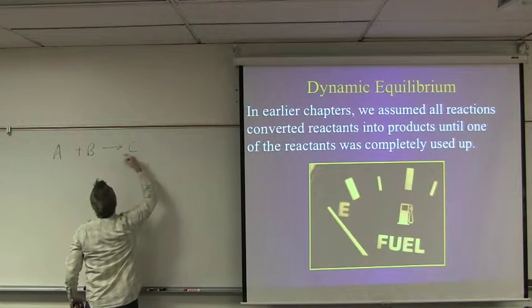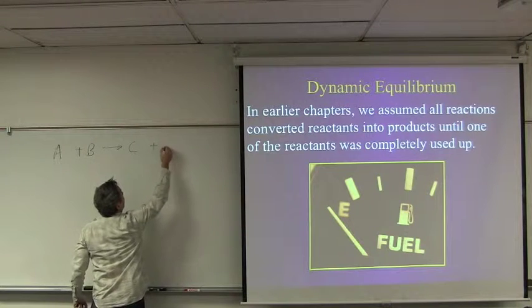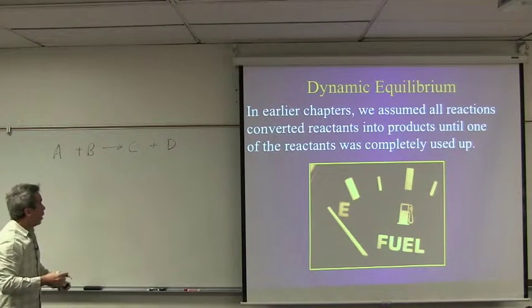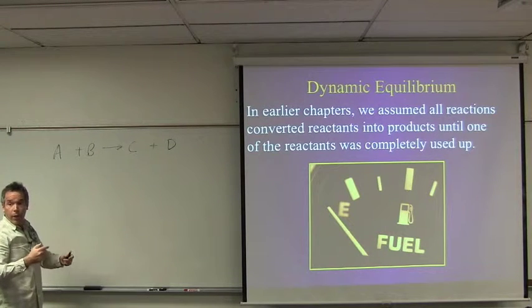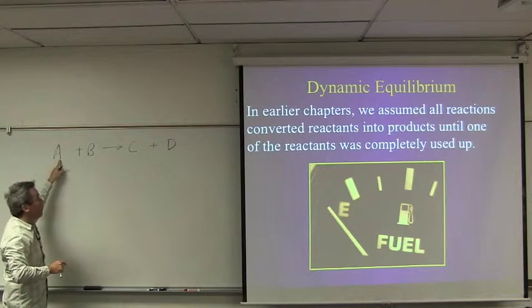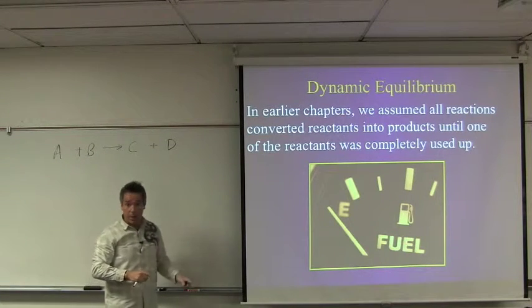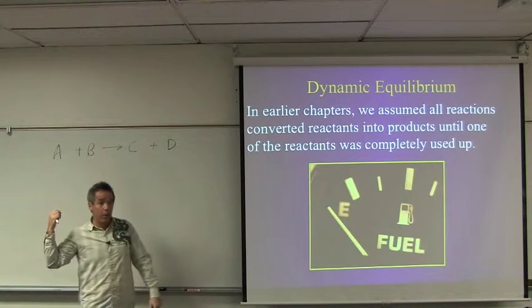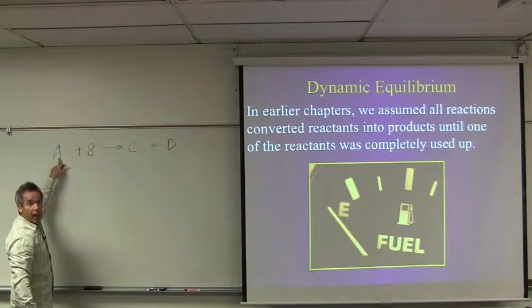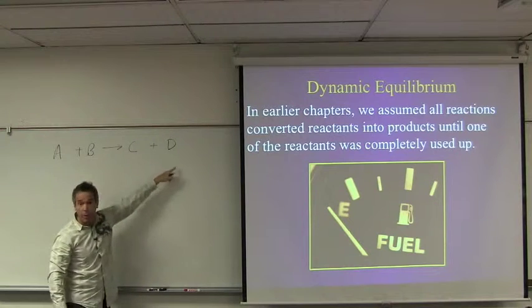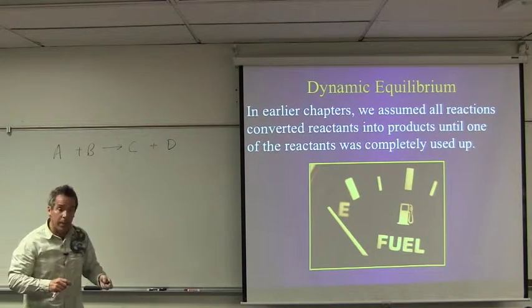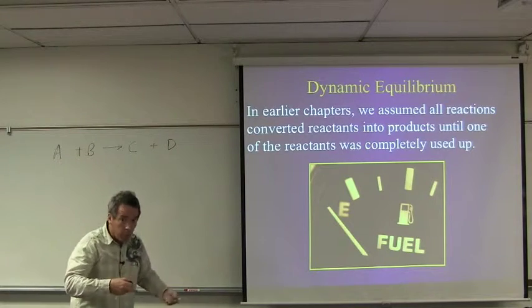Let's say molecule A reacts with molecule B to make molecule C and molecule D. We did stoichiometric calculations. We said, okay, we have an unlimited supply of B, we've got a certain amount of A, how much C and how much D can you make? And we assumed that this reaction just kept going in the forward direction until we ran out of A. And we based how much C and D would be made on how much A we started with. That's what we did in the past. Well, there's more to the story.